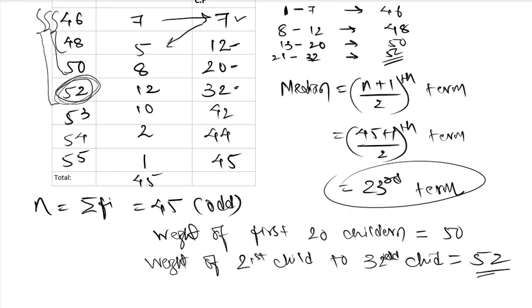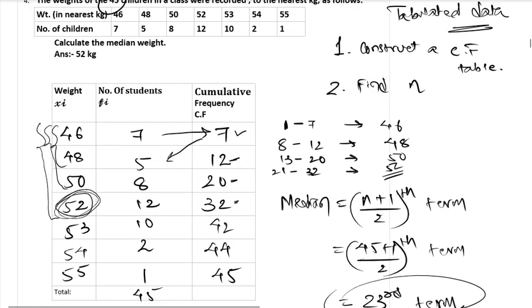Does it lie between the 1st and 7th child? No. Does it lie between the 8th and 12th child? No. Does it lie between the 13th and 20th child? No. Does it lie between the 21st and 32nd child? Yes. The 23rd child lies between the 21st and 32nd child. Therefore, if the median is the 23rd term, what is the weight of the 23rd child? 52. So the answer will be 52. This is the median. You understand?